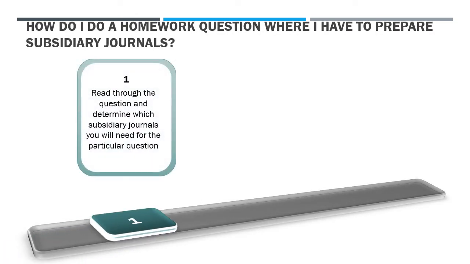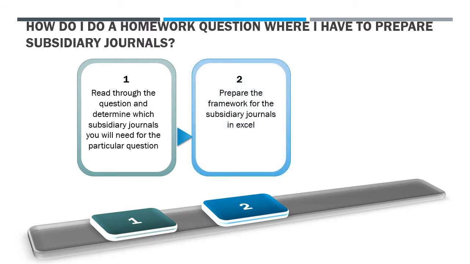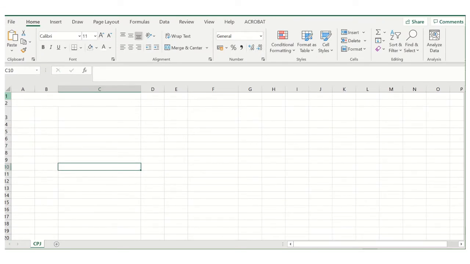We finished with the first step, and now we are going to continue with the second step by preparing the framework for the subsidiary journals in Excel. We are now going to prepare the frameworks for the different journals that we have identified. We have identified that the following journals will be needed: the cash payments journal, the cash receipts journal, the purchases journal, the purchases returns journal, the sales journal, the sales returns journal, and the general journal. And we will be doing each of them on a separate Excel sheet.